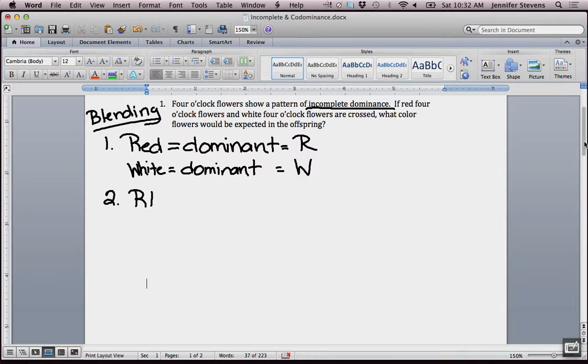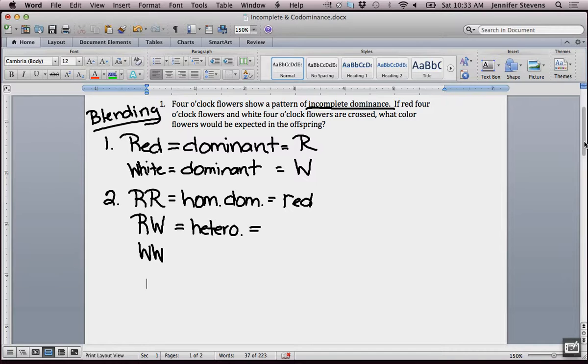Step 2, we need to create our combination. So I can have big R, big R, W, and we usually list them in alphabetical order, so red and white. And then we can have W, W. So this is homozygous dominant, and that's red. This is heterozygous. Now, this is the step that's critical. I'm going to get blending. I have incomplete dominance. So red plus white gives me pink. And then this is homozygous dominant again, and this is going to give me white flowers.